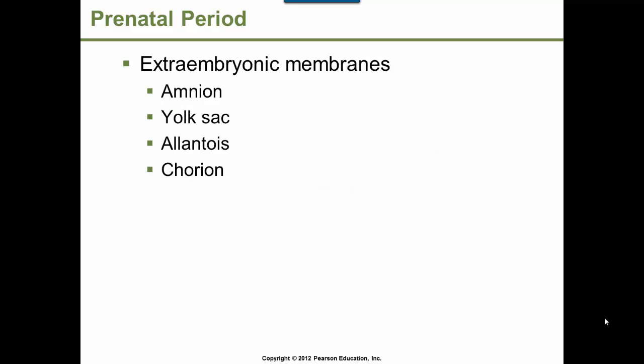Extraembryonic membranes include the amnion, the yolk sac, the allantois, and the chorion. Toward the end of the pre-embryonic period, these four membranes begin to form around the pre-embryo and continue formation into the embryonic period. These extraembryonic membranes function to nourish the embryo and fetus, all formed from the inner cell mass.